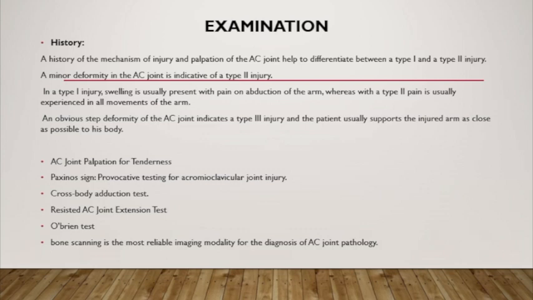There are four main provocative tests for AC joint injury. These are Peck's sign, cross-body adduction test, resisted AC joint extension test, and O'Brien test. So these four tests we will check out one by one in the next slides. And last, bone scanning. This bone scanning has been found to be a reliable imaging modality for the diagnosis of AC joint pathology along with X-rays. So these are the points that we need to stress during assessment or examination of AC joint injury.